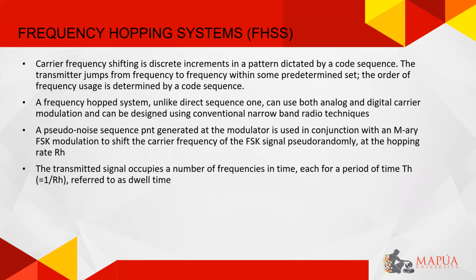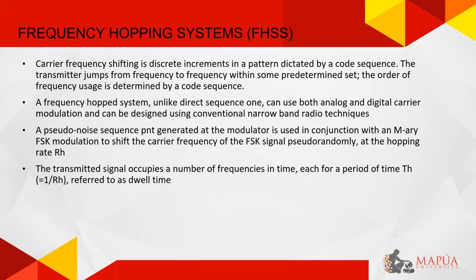Frequency hopping systems, or FHSS. Carrier frequency shifting in discrete increments in a pattern dictated by a code sequence. The transmitter jumps from frequency to frequency within some predetermined set. The order of frequency usage is determined by a code sequence. A frequency hop system, unlike the direct sequence one, can use both analog and digital carrier modulation and can be designed using conventional narrowband radio techniques.